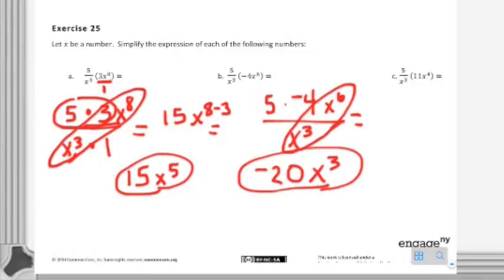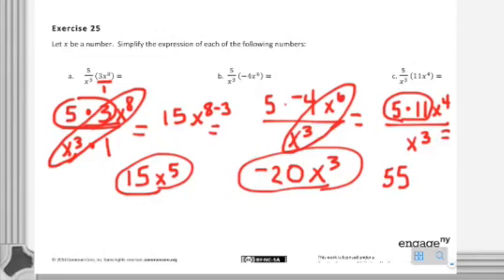And then for the next one, we have 5 times 11 times x to the 4th over x to the third. And so again, multiplying the coefficients, that gives us 55. And we're looking at dividing with the same base, and so we're subtracting there, and that just gives us x to the first, or just x. So we get 55x.